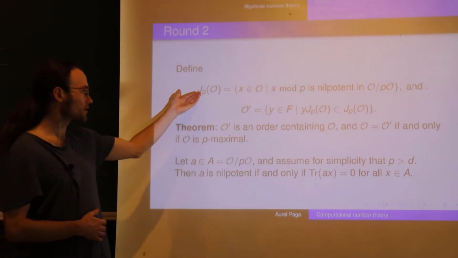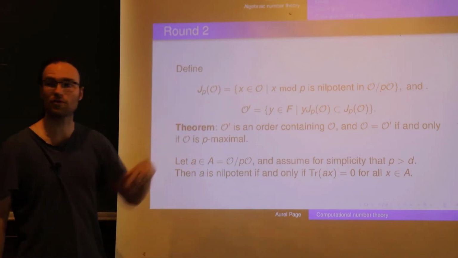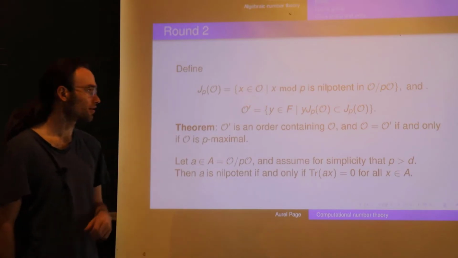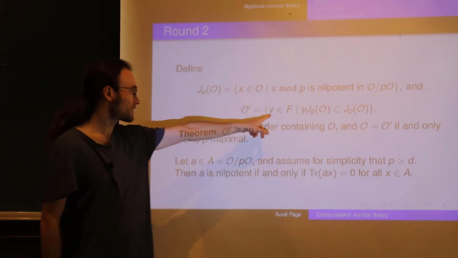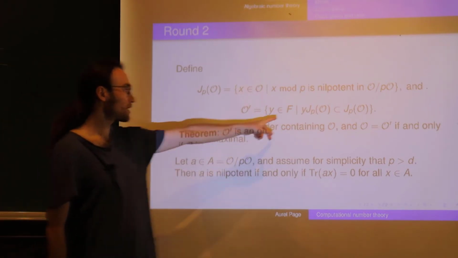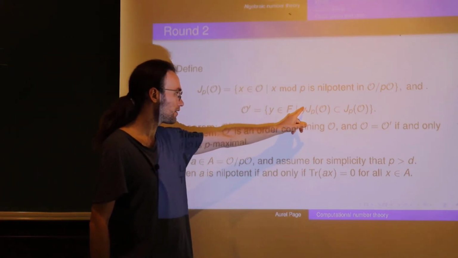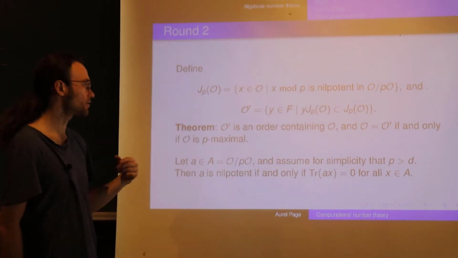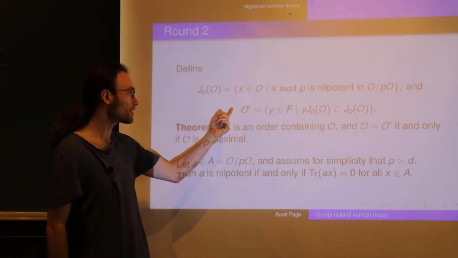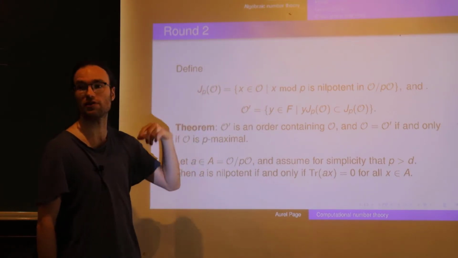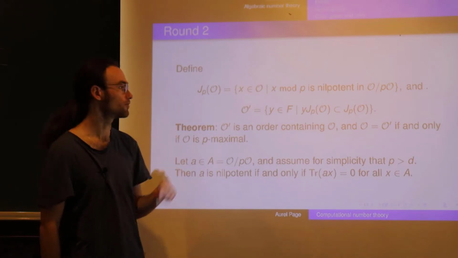And from this ideal, you can construct O prime, which is the multiplier ring of this ideal. That is the set of elements in the whole field, maybe not in O, such that when you multiply on the left on this, you still end up in there. So this is the largest ring in which this will generate an ideal. That's the way to formulate it.